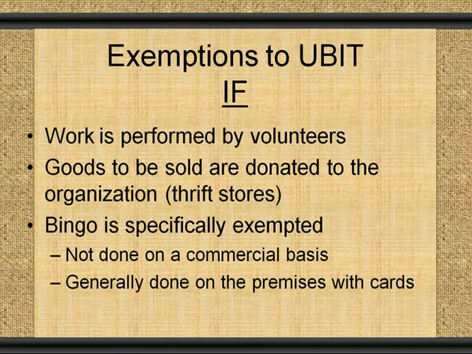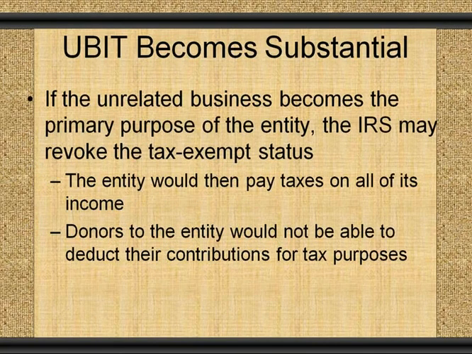Bingo is specifically exempted because this was something that a lot of churches do, and so Congress allowed them to continue doing bingo even though it doesn't meet the purpose test of a business, but it has to be done not on a commercial basis and generally on the premises with cards. If UBIT becomes too substantial, it means that the tax entity may lose its tax status, because it's now doing most of its business taxable with a little bit of non-taxable.